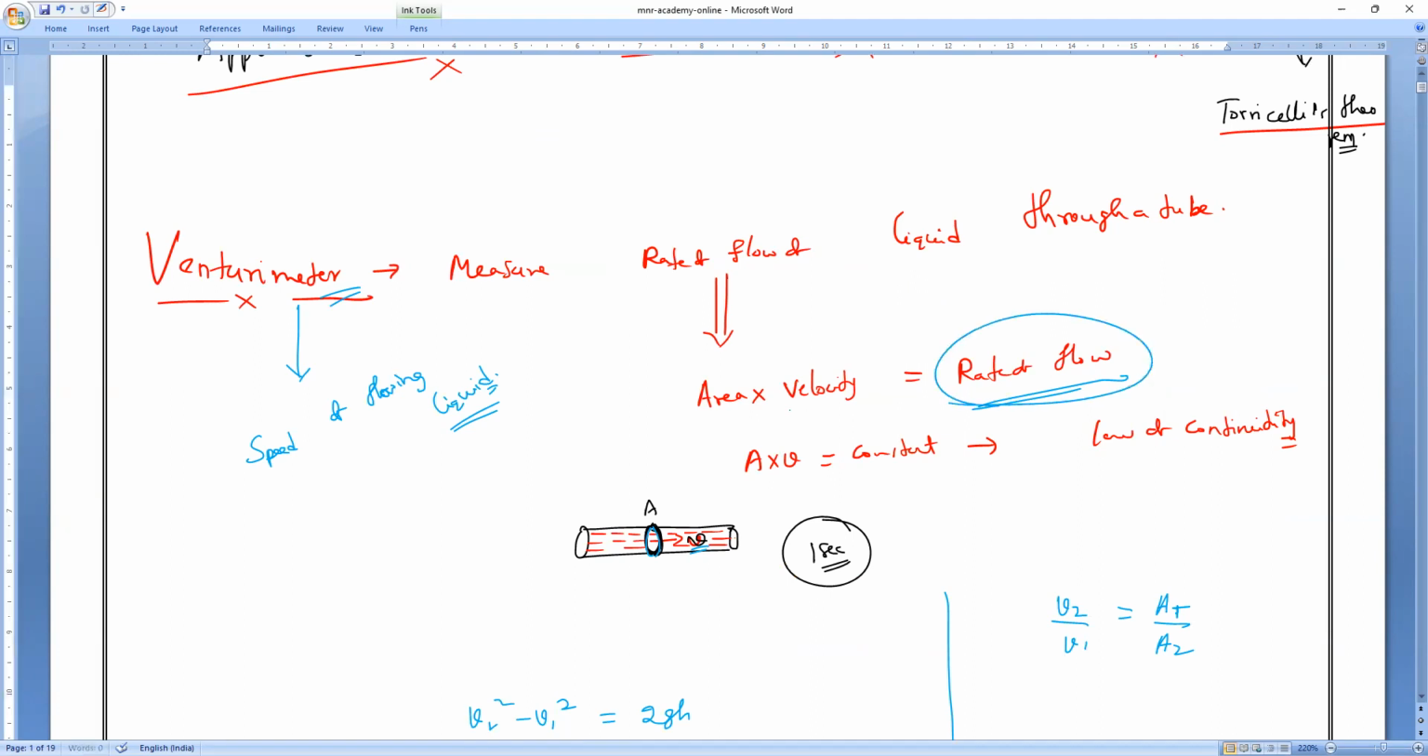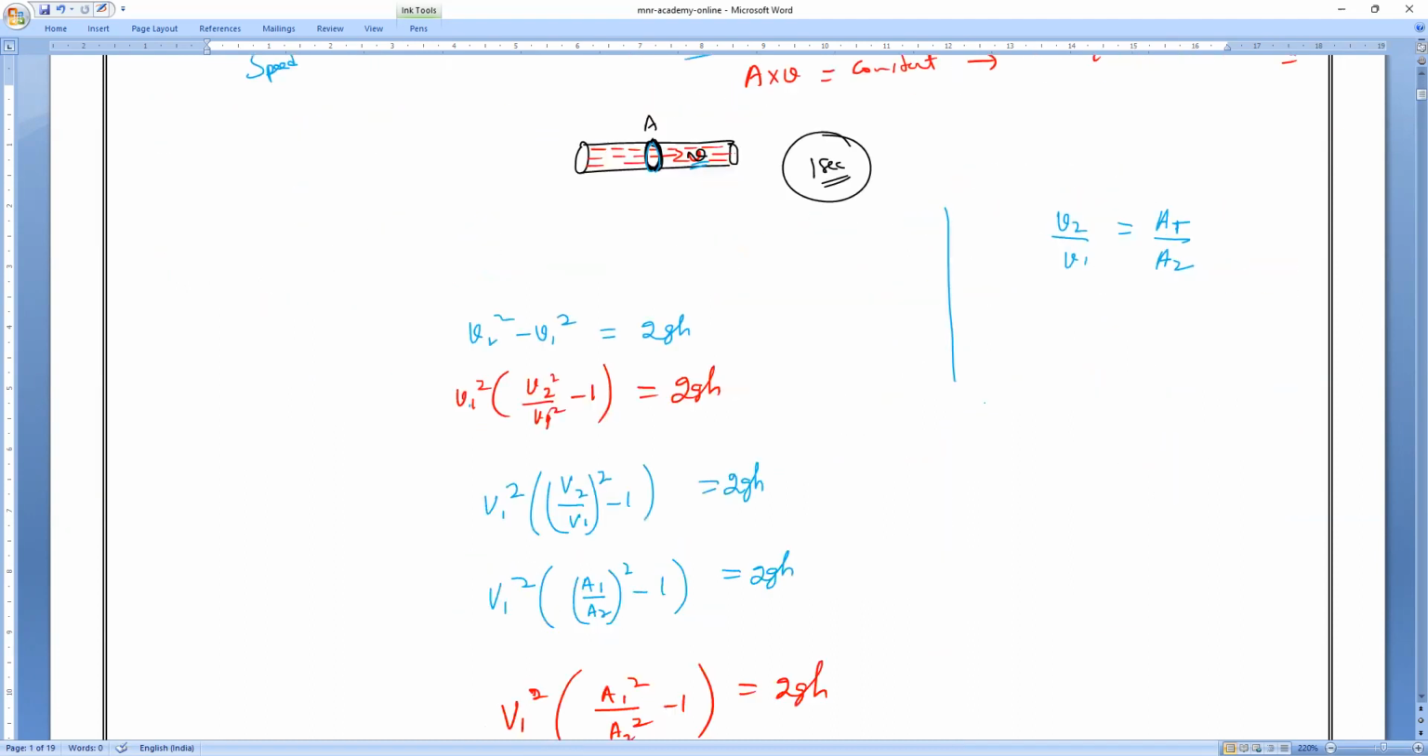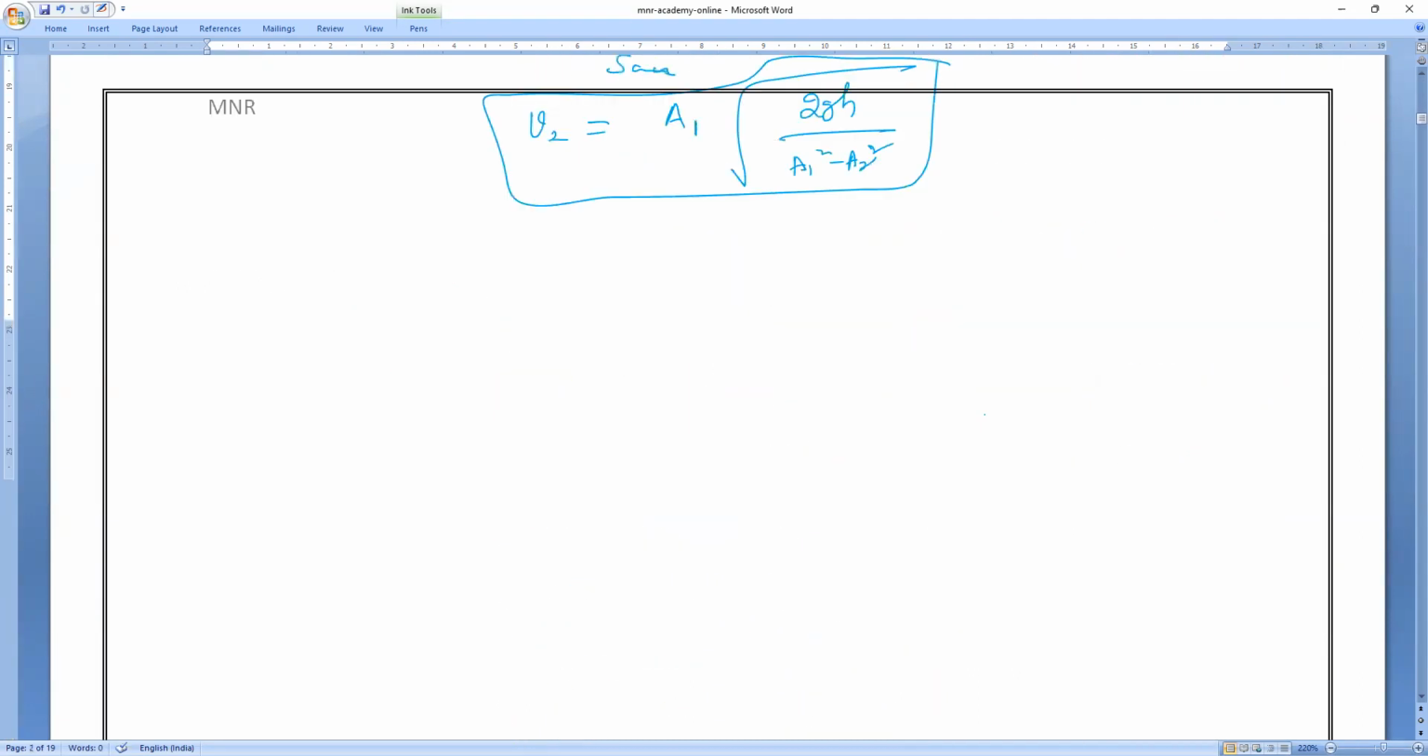What do you mean by rate of flow? Rate of flow means what, everybody? Area into velocity. So I will make it first one: A1, V1. And another one is A2, V2.